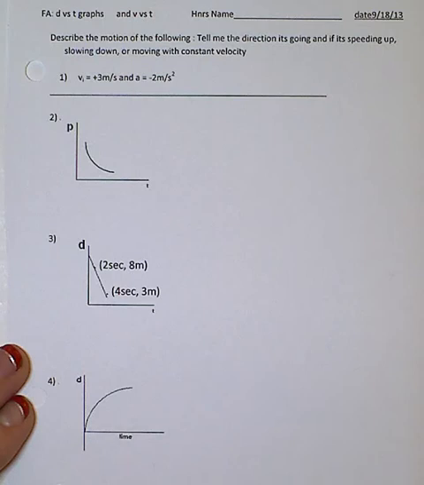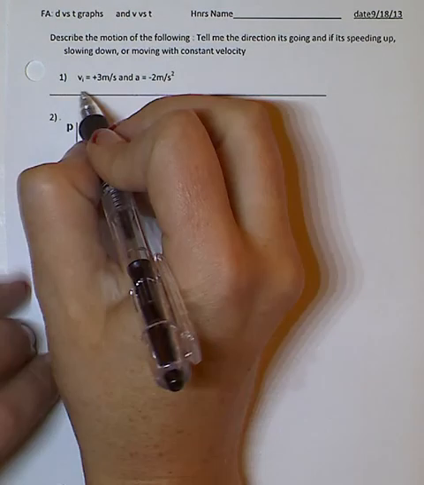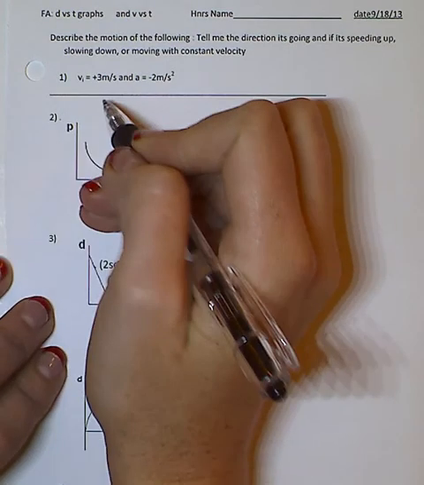I'm going to go through the quick formative assessment we did on Wednesday the 18th in my honors class. This has got D versus T and a really basic V versus T graph. In the first one here, I cut straight to the chase. I didn't even have to ask you to look at a graph.